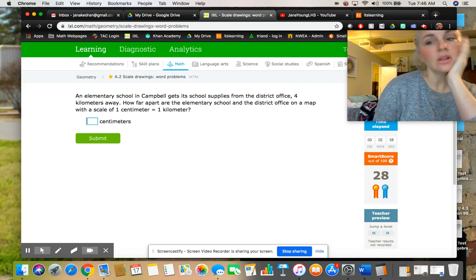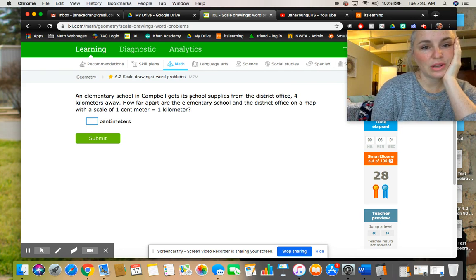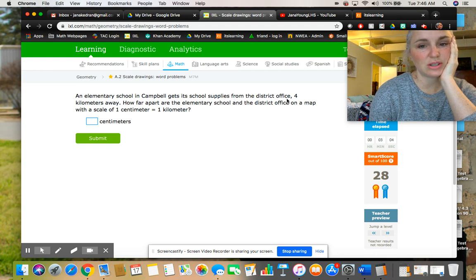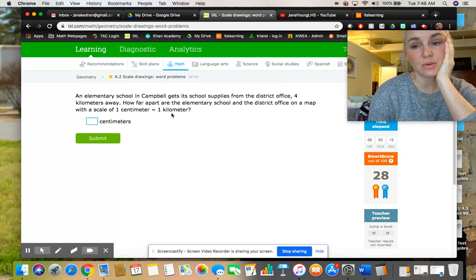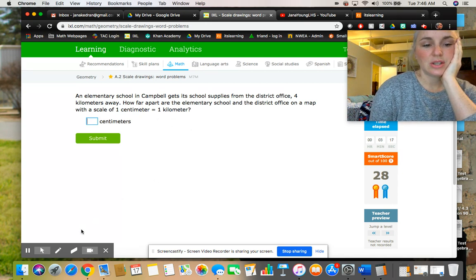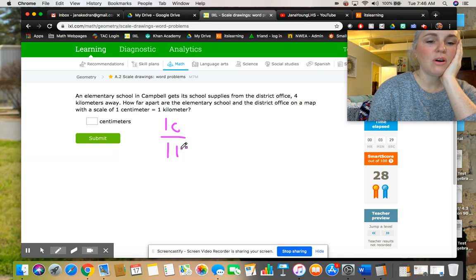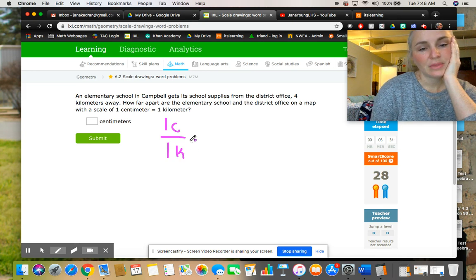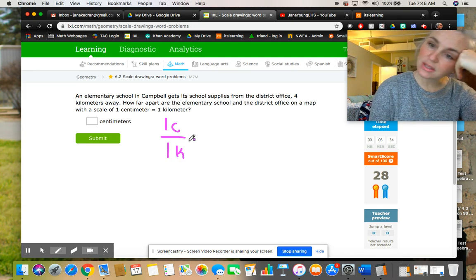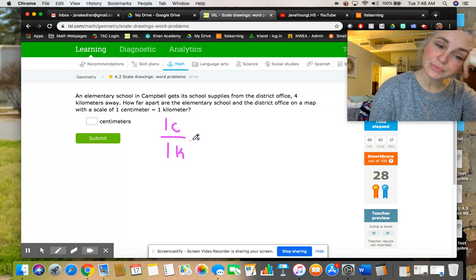So it says an elementary school in Campbell gets its school supplies from the district office 4 kilometers away. How far apart are the elementary school and the district office on a map with a scale of 1 centimeter to 1 kilometer? Okay, so we've got this scale of 1 centimeter to 1 kilometer, and if you will always write it with the units attached to it somehow, it will make the problem easier.